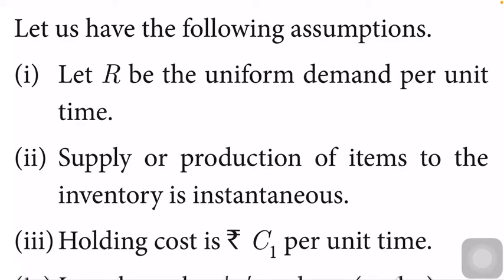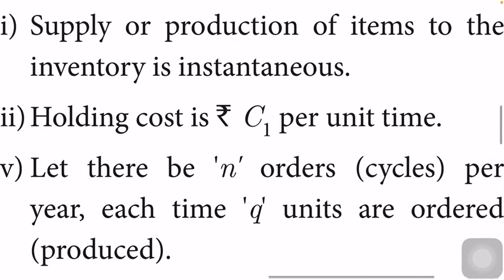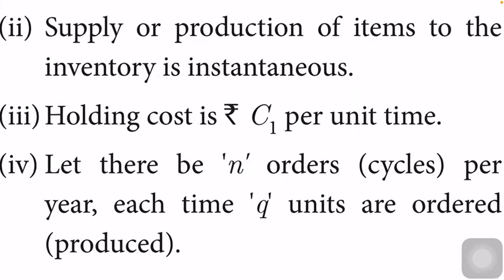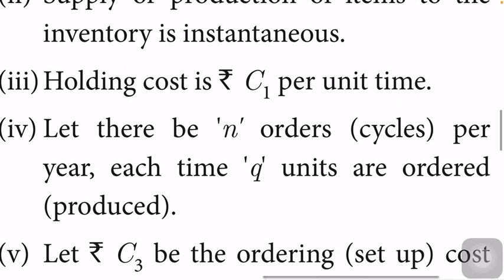R is the demand, the requirement per unit time. C1 is the holding cost. C2 is the shortage cost, but we are not using that term here. N is the number of orders per year. I may place 3 orders per year, or I may place 2 orders per year, but here N is the number of orders per year.